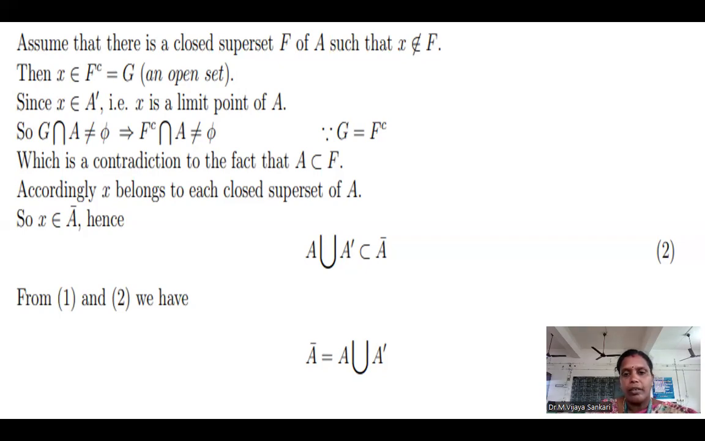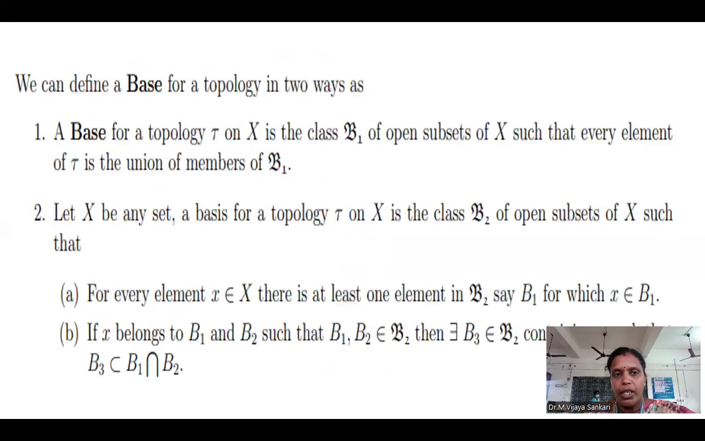So we conclude that A union A dash is a subset of A bar. Combining equation number 1 and equation number 2, we get A bar equal to A union A dash. Hence the theorem is proved.